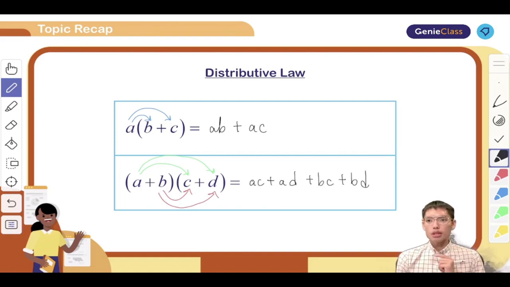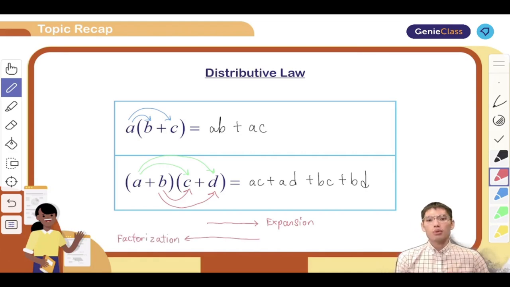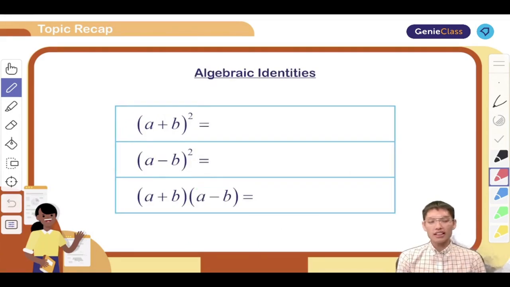So you realize, when we talk about our distributive law, if we are moving from left to right, we talk about expansion. And also, if you move from right to left, we talk about factorization. Alright, so these are certain things that we need to take note of when we talk about distributing terms, or in fact, trying to get the reverse of each other. Now, of course, distributive law is useful, but we don't really want to do that all the time because it can be quite taxing. So, there are certain algebraic identities we can take note of.